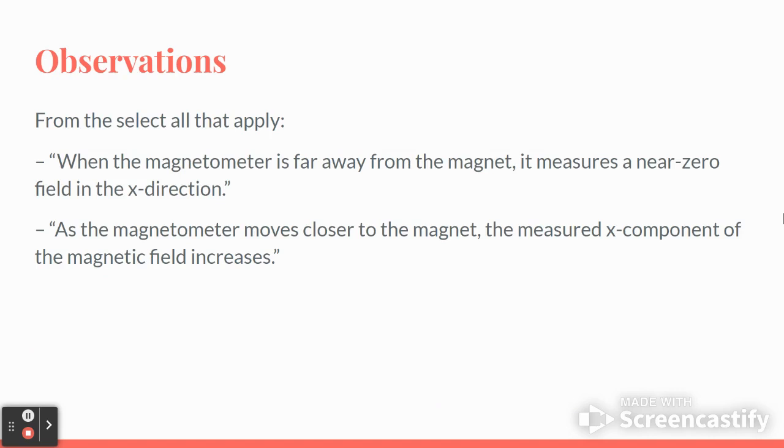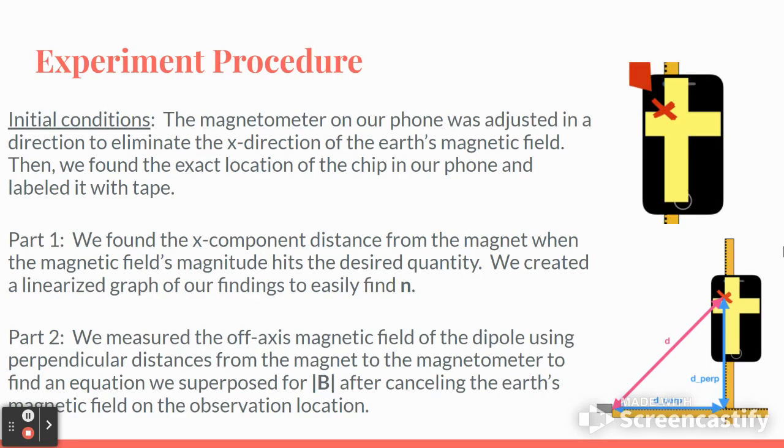From the select all that apply on the experiment instructions, the two observations that I noticed were that when the magnetometer is far away from the magnet, it measures a near zero field in the x direction, and as it moves closer, the measured x component of the magnetic field increases. This makes sense because as the magnet gets closer, its strength will become greater.